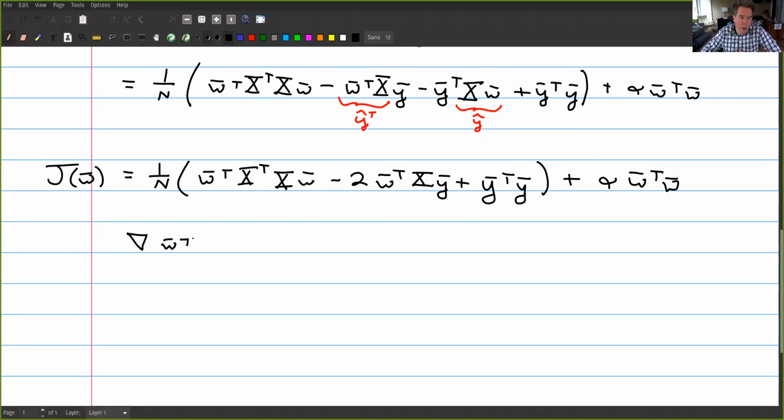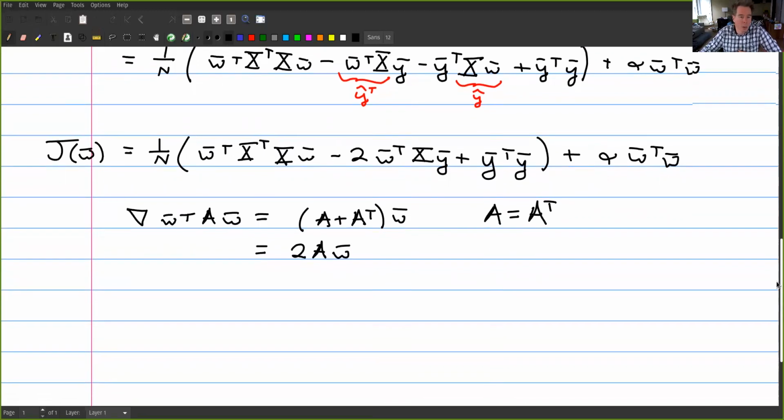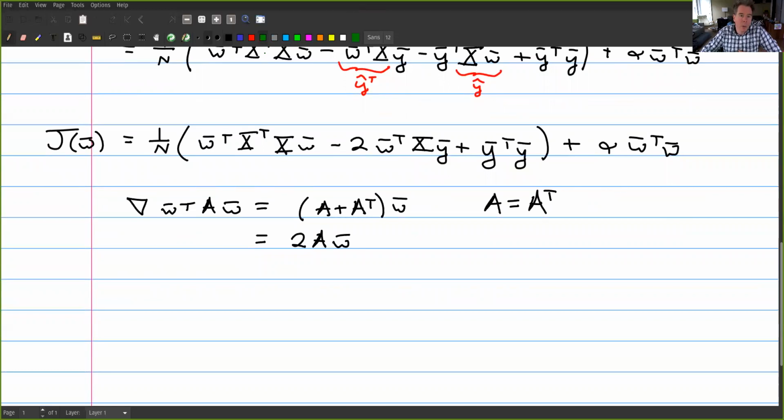So it's for a quadratic form. A here is a square matrix. This is the same thing as A plus A transpose times W. Usually when we use this, we can assume that A is symmetric. Remember that in all the cases that we're interested in, A is symmetric. And in that case, this is just 2 times A times W, because A and A transpose are the same. So we can apply this formula in 2 places in this expression. One of them is here, and the other one is here.